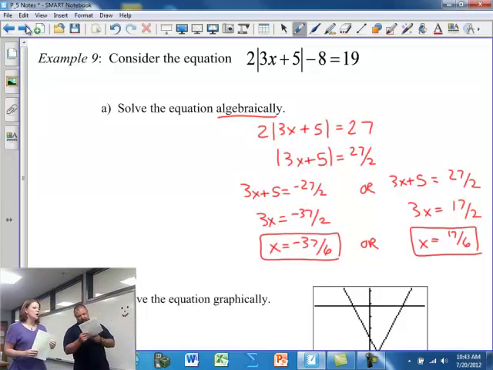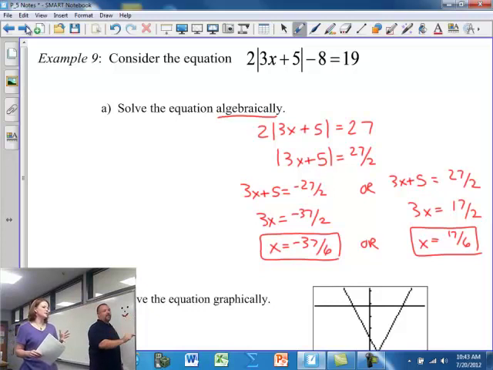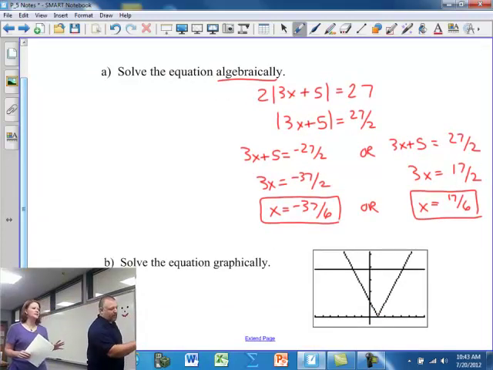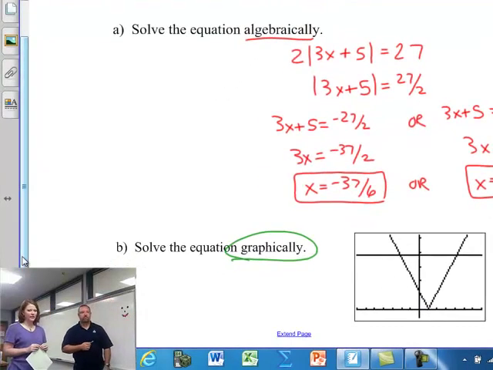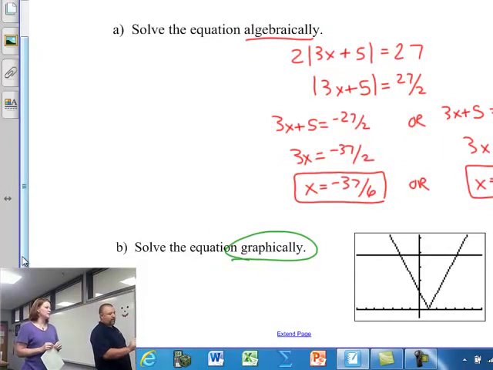Again, you can plug these back in and check them to make sure they both work. Or you can look at your answer key that you did earlier and make sure you did it right. The other thing that's nice to double check, especially with absolute value, this is a little bit new for us, is to check it graphically.